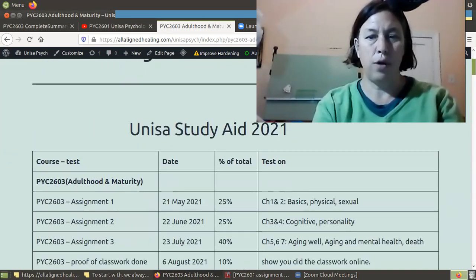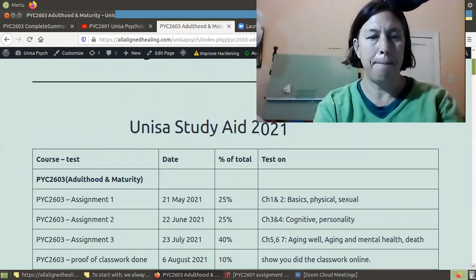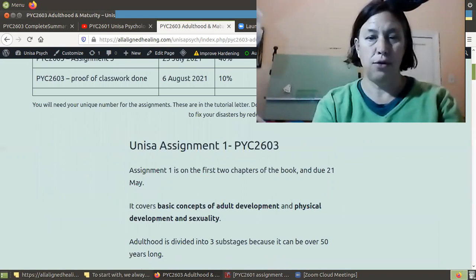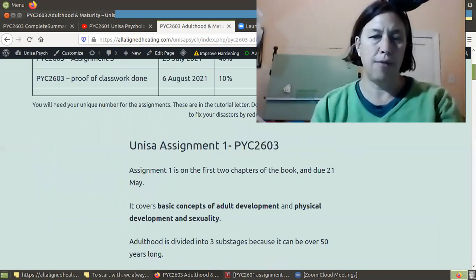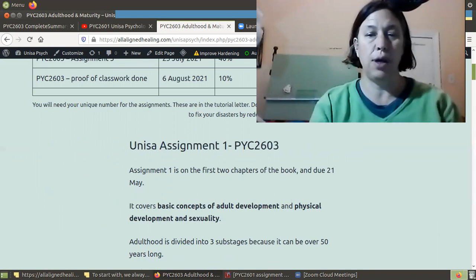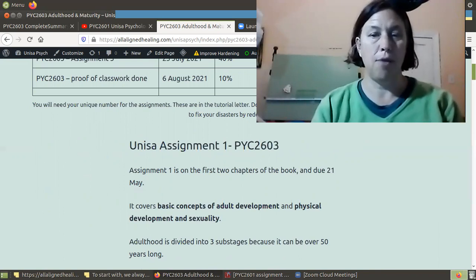There's our timetable for 2021. Assignment one is the first two chapters. It covers basic concepts of adult development and physical development and sexuality. So we're going to be doing basic concepts of adult development.